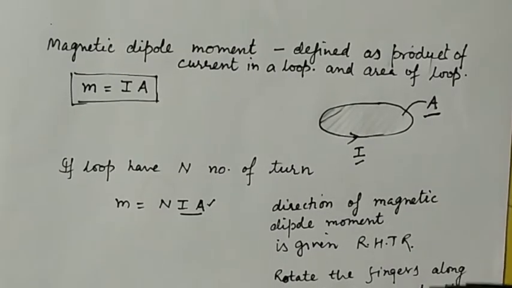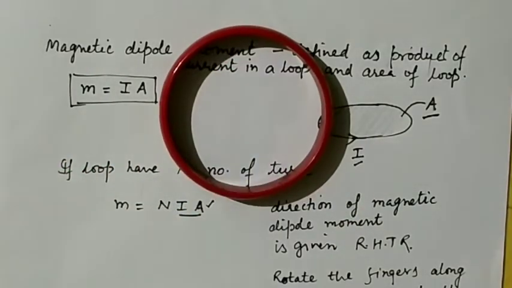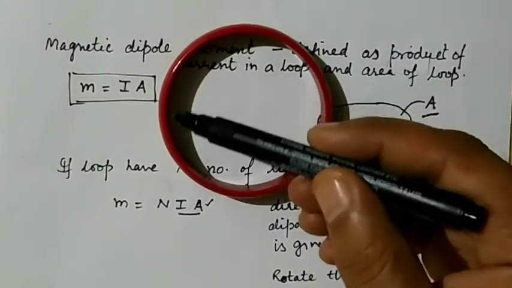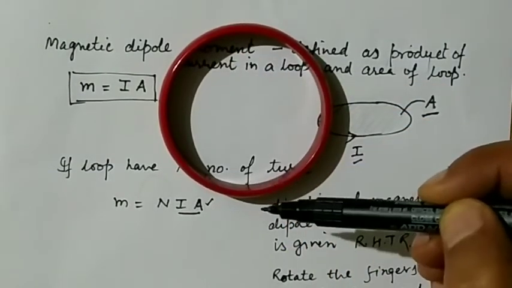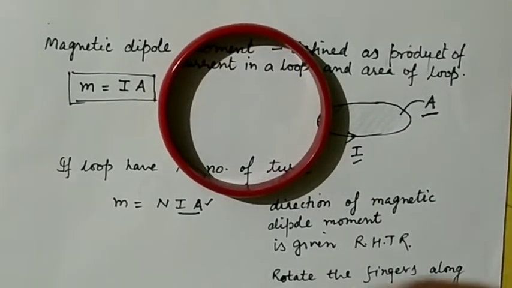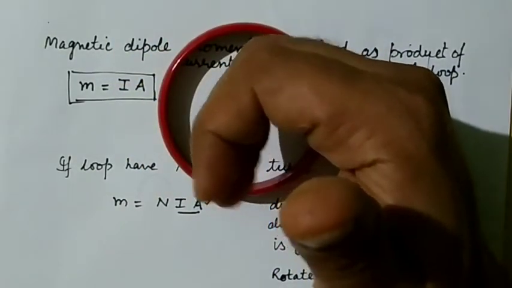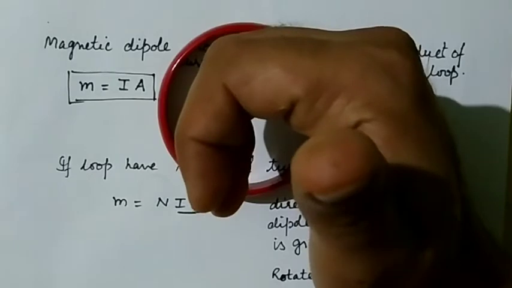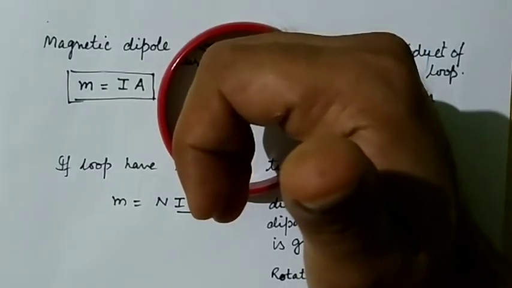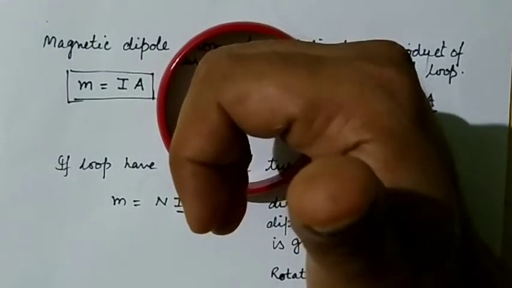moment. For example, see here, if this is your magnetic loop and the current is flowing along the direction of the movement of the pen, like this one, then if you use the right hand thumb rule, this is your right hand, rotate the fingers along the direction of current, that is along this direction, and the thumb is pointing in the direction of the magnetic dipole moment. That is along the upward direction.